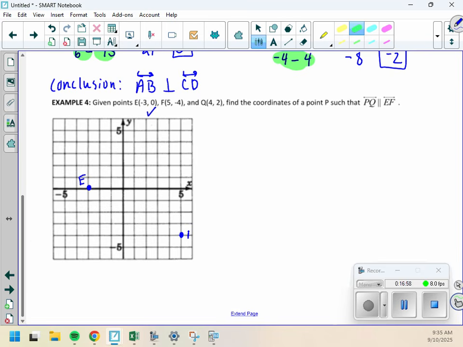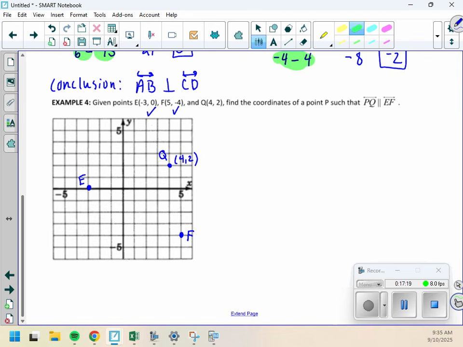Now, we want to know what point do we need. Oh, I forgot to label that point. That last point was Q. Okay, so make sure I've got all my points labeled. Okay, this point is Q. You don't need to put the coordinates there if you don't want to. So our goal is to find P, so that PQ is parallel to EF.